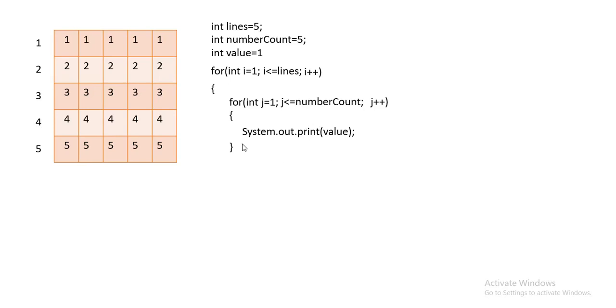Then every time a line is completed, we need to shift on to the next line. So we come out of this loop and use the System.out.println statement to shift to the next line. Then each time the cursor moves to the next line, we need to reinitialize the value variable, because each time the value is incremented by 1. This is the program.